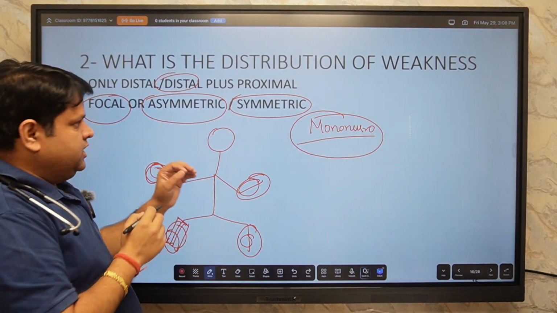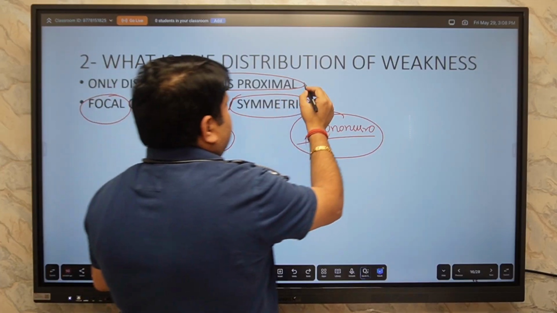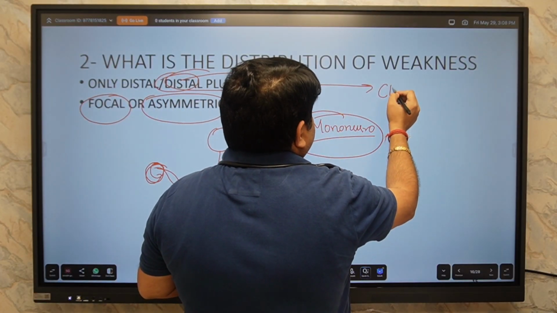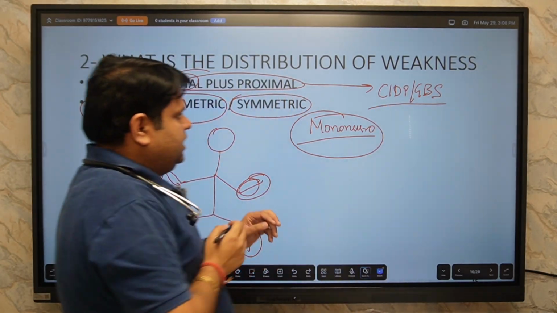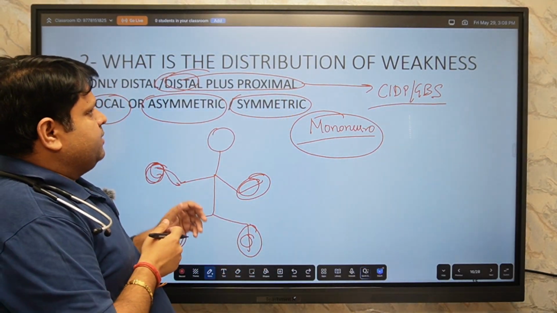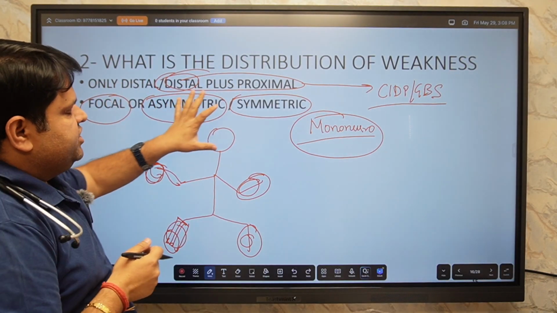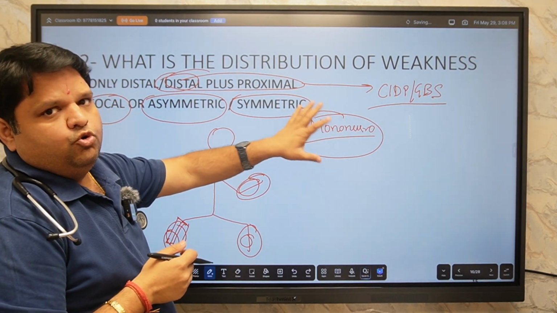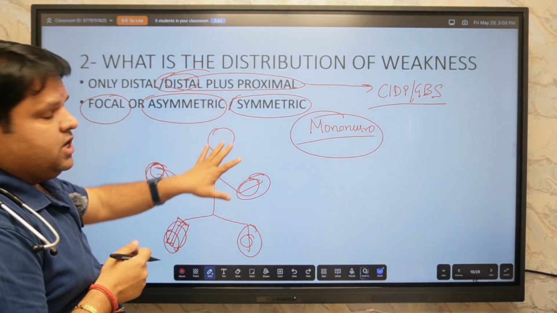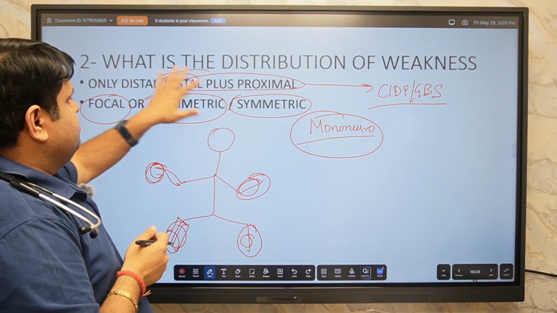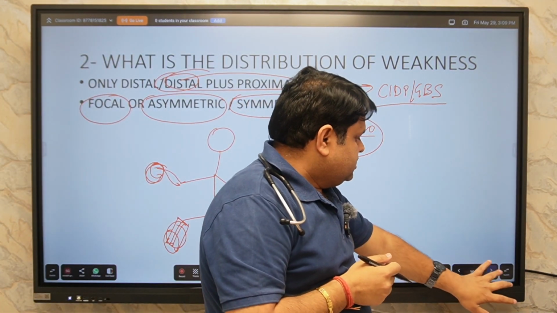Classically, both distal and proximal involvement is seen in CIDP and GBS, which are types of demyelinating neuropathy. So what is the distribution of weakness? If there is only distal, asymmetric weakness, we think about mononeuropathy or mononeuropathy multiplex. If there is symmetric distal involvement, we think about polyneuropathy. If there is both proximal and distal involvement, we think about GBS or CIDP, depending on the history of onset.